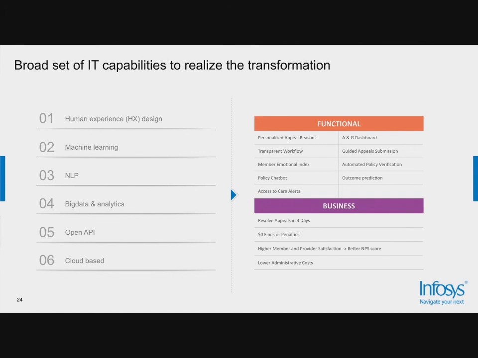In the process, the members and providers are going to have a very good experience, as well as helping the health plans comply with their state and federal regulatory obligations, as well as optimize their administrative expense on this.